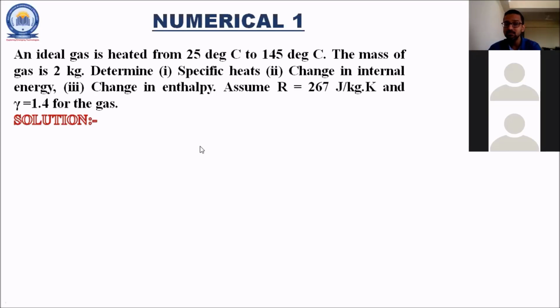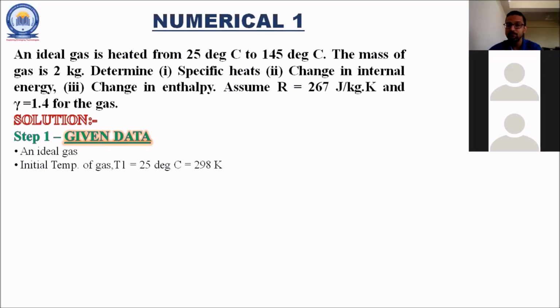Then you can mention step number 1. Very important point in the presentation. Step number 1, that is given data. So we will now write down the given data in a very good manner, understanding the numerical. So first given data which is mentioned in the numerical, that is an ideal gas. Then we are given the initial temperature of the gas, that is T1, 25 degrees Celsius. Converting degrees Celsius into Kelvin, so 25 plus 273, that is 298 Kelvin.